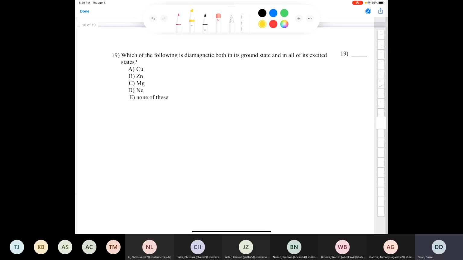Number 19, which of the following is diamagnetic in both its ground state and in all of its excited states? So diamagnetic means all electrons are paired and that it's not going to be attracted to a magnetic field. It's going to be slightly repelled. So we can put that in here. All electrons are paired. So we have no unpaired electrons. All right. So which one of these has all of its electrons paired up?